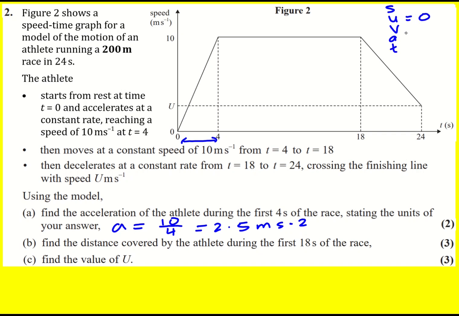U is 0, V is 10, T is 4, and then we've got V equals U plus AT. So A will equal V minus U over T, and we get the same thing, 10 minus 0 over 4.